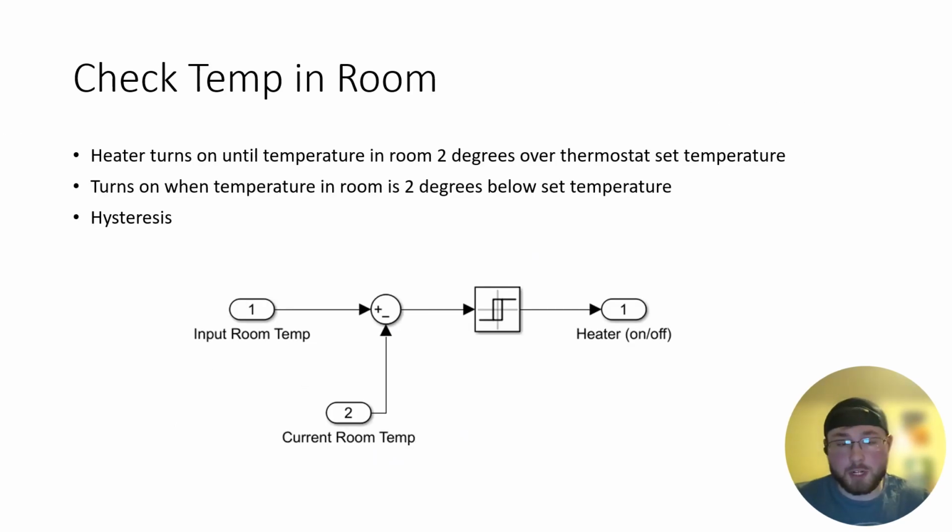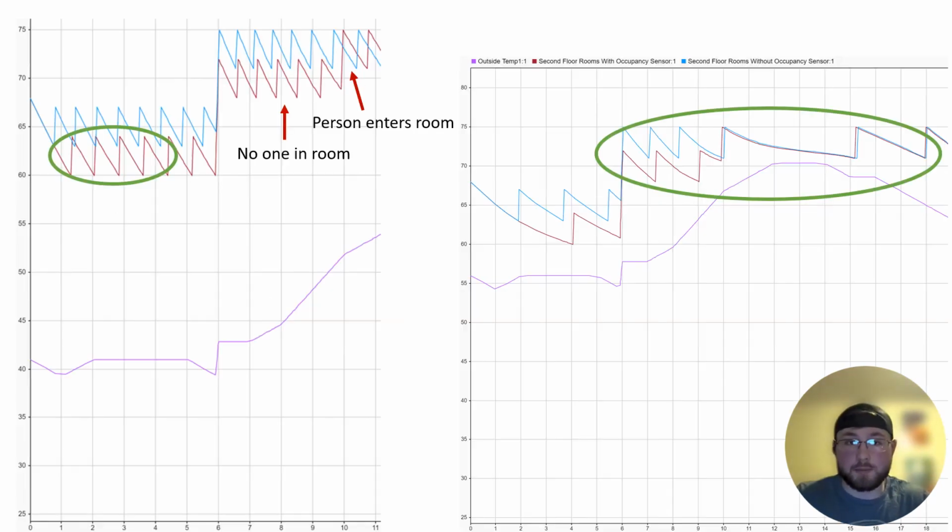The next objective is to then check the temperature in the room, as this is called hysteresis in HVAC, where heaters can't be set at a perfect temperature, as it will cause it to constantly turn on and off, which is not good for longevity or efficiency of the heater. So in this case, it's set to turn on until it's 2 degrees above the set temperature, and then it will turn off, and then it will turn back on when it's 2 degrees below the set temperature.